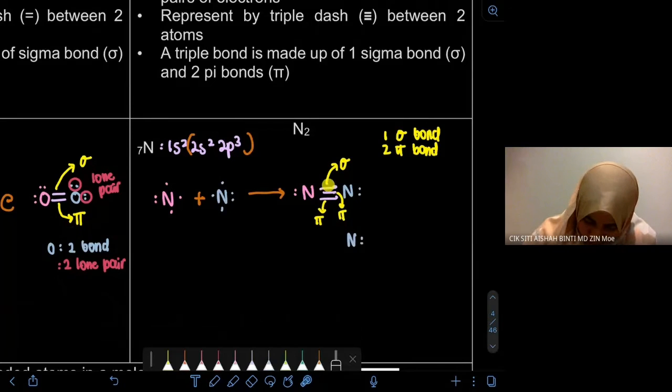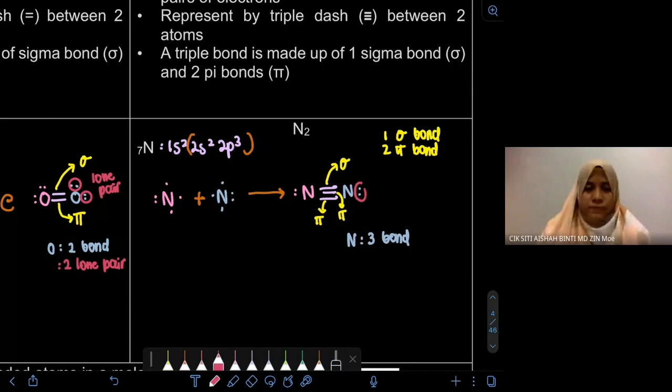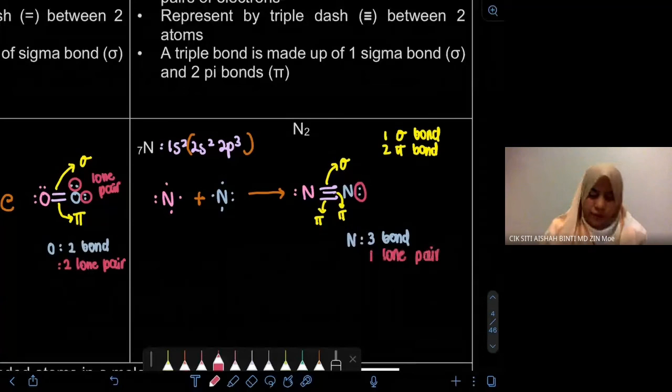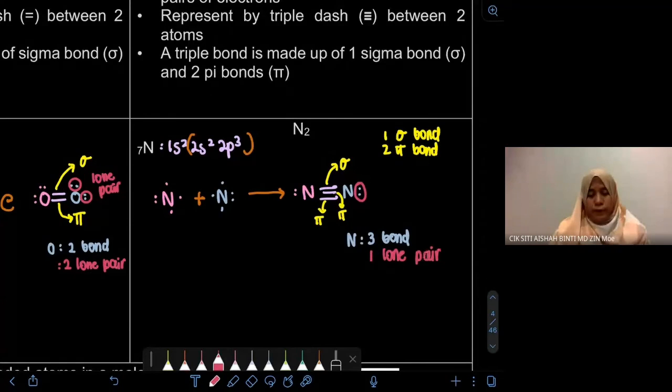1, 2, 3. Dia ada 3 bond. Ada 3 bond. Tapi berapa lone pair dia ada? Satu ni je. So dia ada 1 lone pair. So that's for our nitrogen.